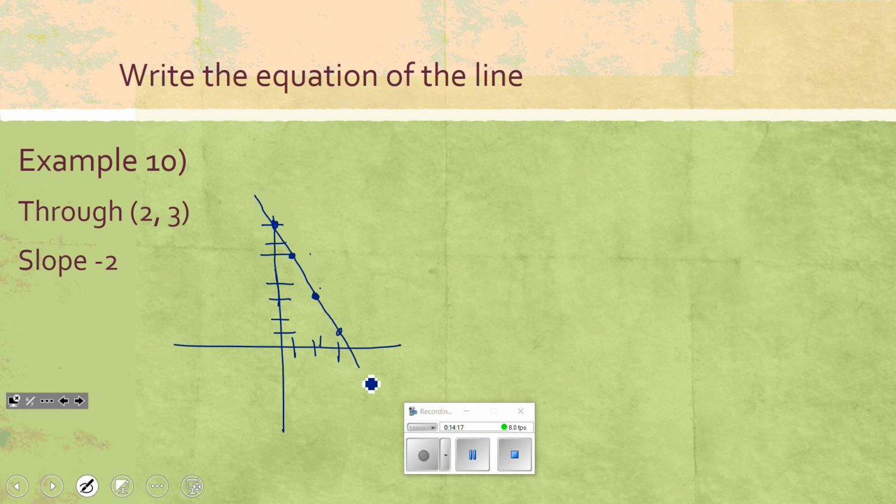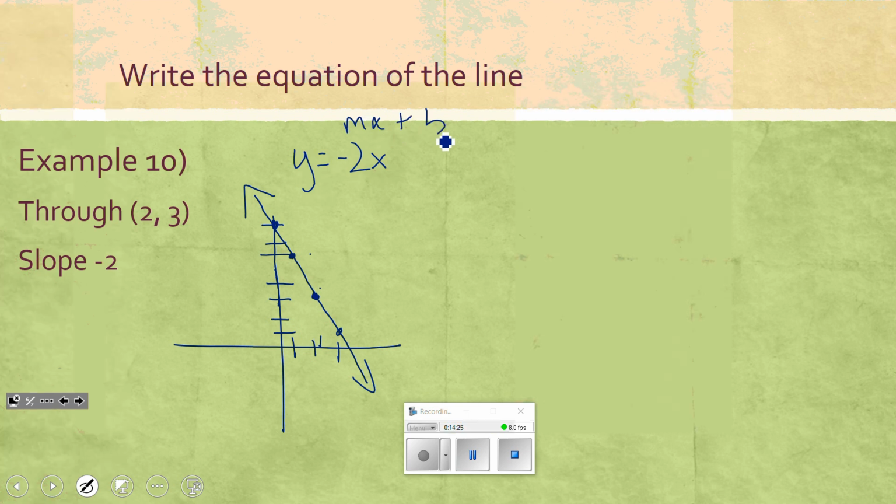If we know the m is -2, so -2x, and then we've got the mx plus b. You count 1, 2, 3, 4, 5, 6, 7. It's going to be +7. Okay? That's one way to do it.